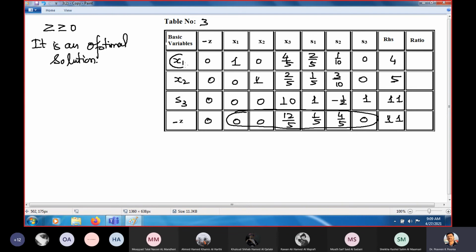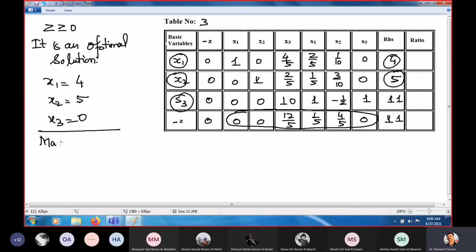So let us find the values. X1 equals 4. X2 equals 5. X3 equals, oh, X3 is not here, so X3 is 0. And what is the maximum value of minus Z? The maximum value of minus Z is 11.